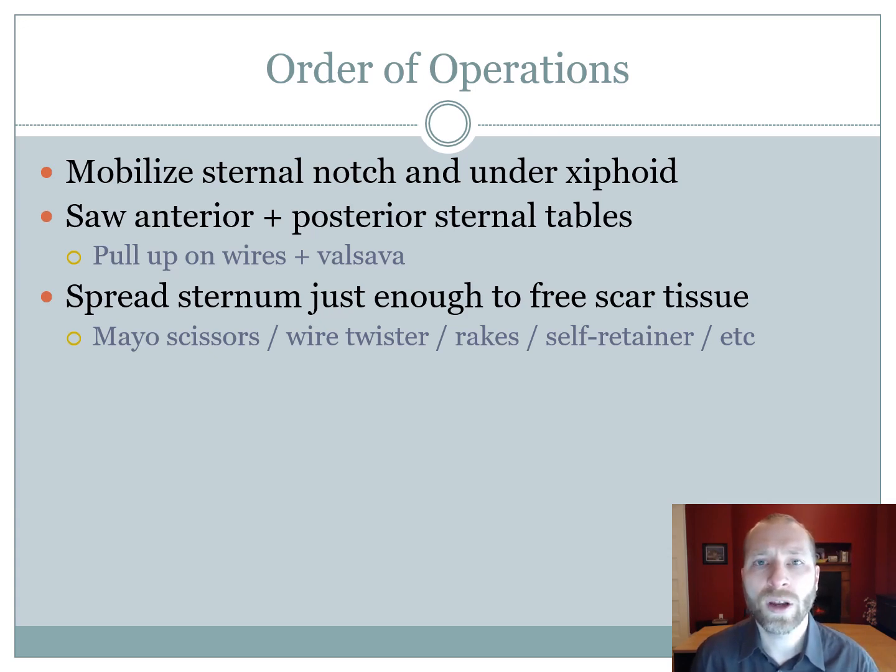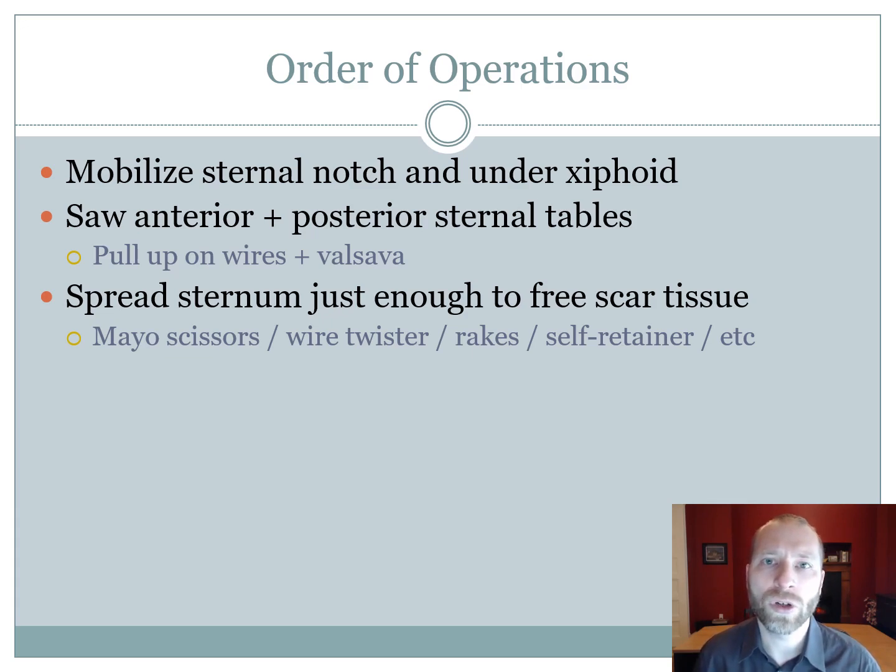At that point, I usually take the wires out and I will use wire twisters. My next step, I'll put a wire twister in between the two edges of the sternum and twist it enough that I'll actually separate the sternal halves enough so that I can use cautery to divide all the scar tissue off the back of the posterior sternal table.